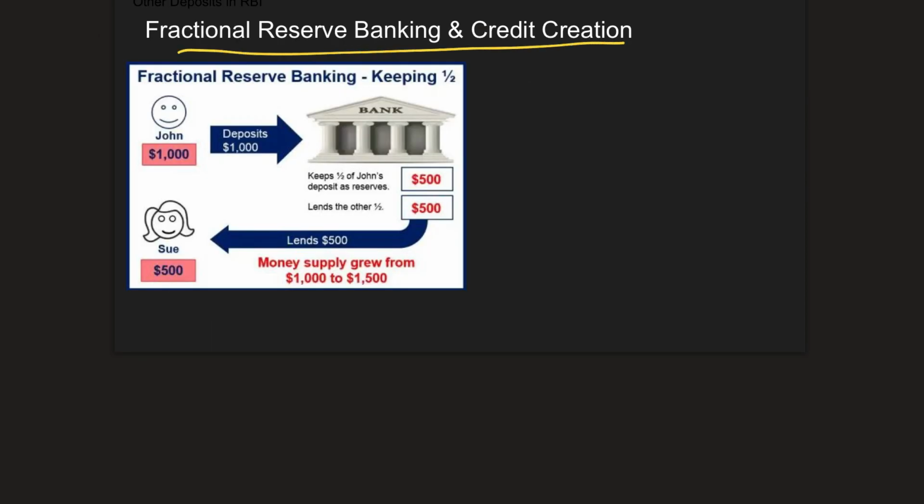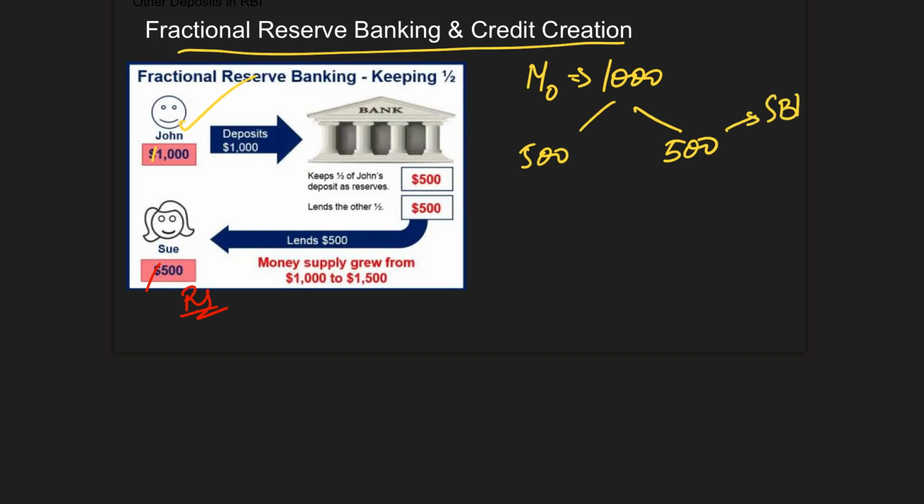This fractional reserve banking and credit creation is very important for our understanding. Now, this is an international website that I've taken this particular picture from. So, for all practical purposes, consider it to be Indian rupee rather than dollar. So, what is it that we are discussing here? Let's say, for example, RBI printed 1,000 rupees and gave it to a person called John. Now, this person got that money, and out of that, he's keeping 500 rupees with himself, and the other 500 rupees, let's say he is depositing it in a bank like SBI.